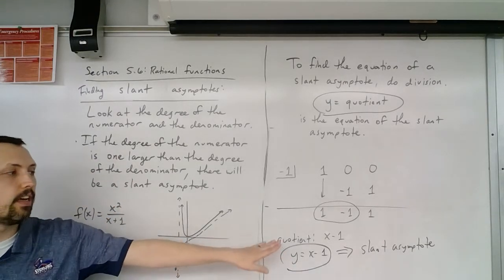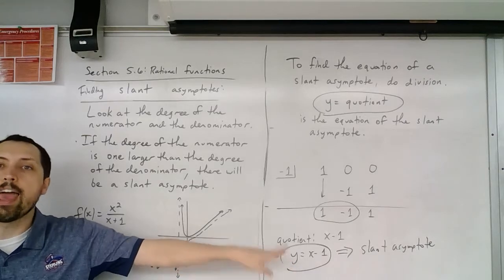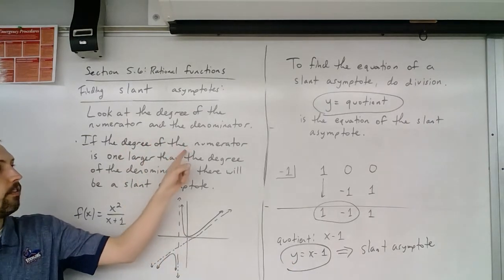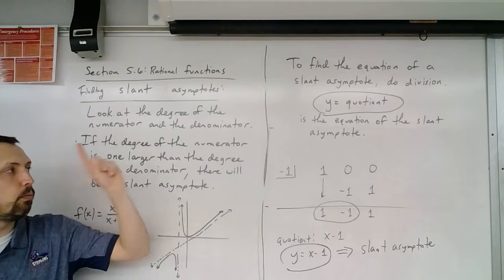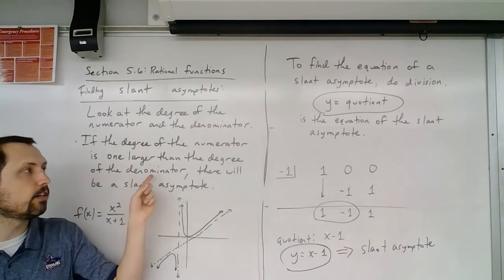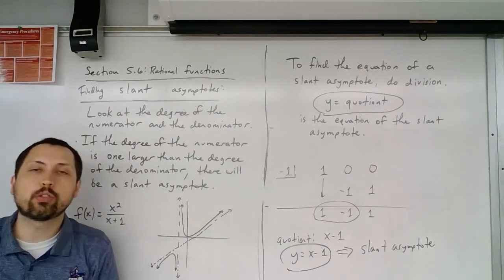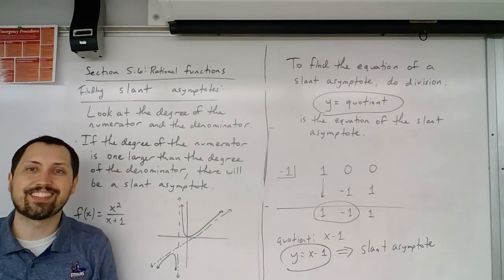And so that's how we find the equation of a slant asymptote, if it exists, based off of the numerator having a degree 1 higher than the denominator. We do our division, take the quotient, and that is how we find our slant asymptote.